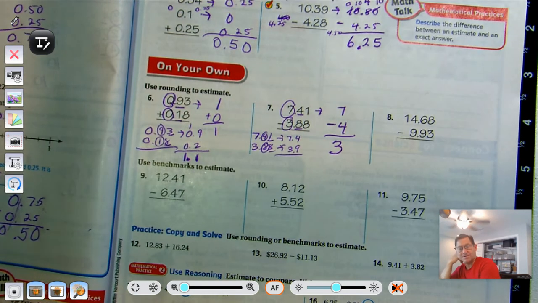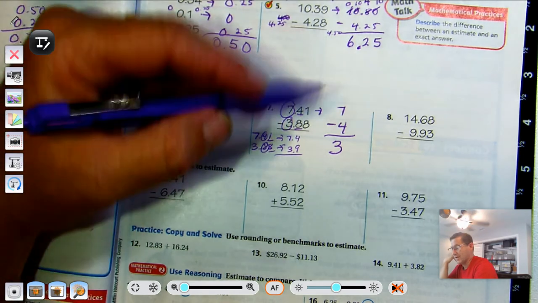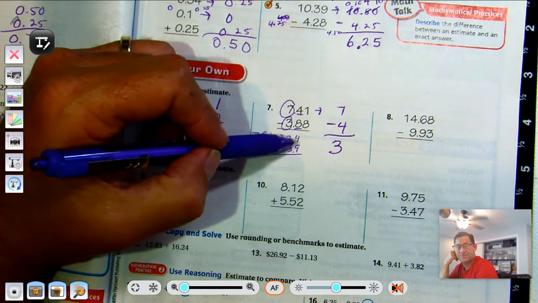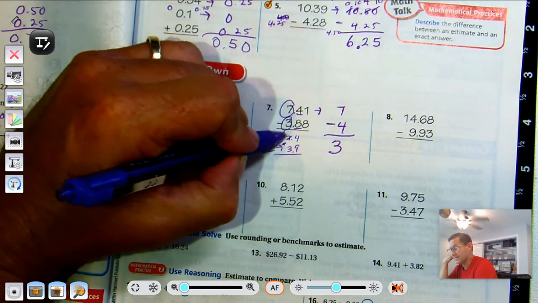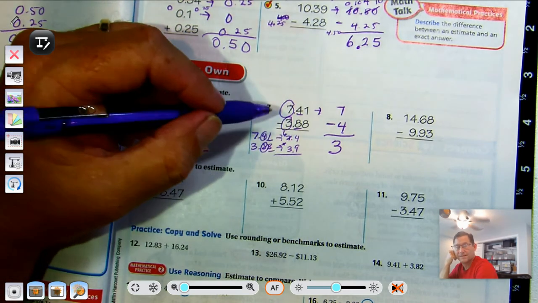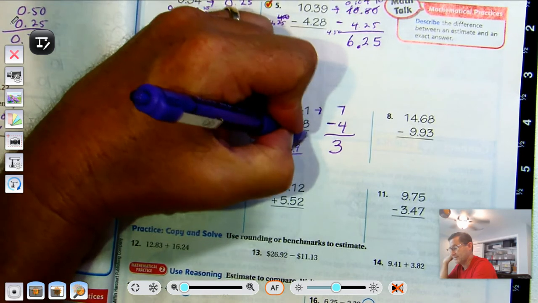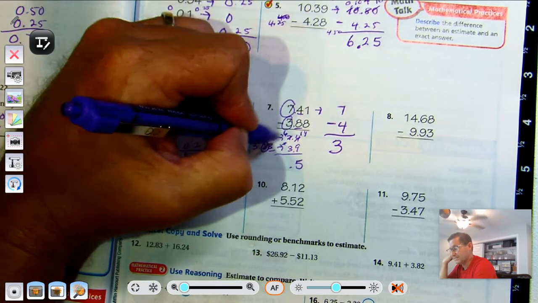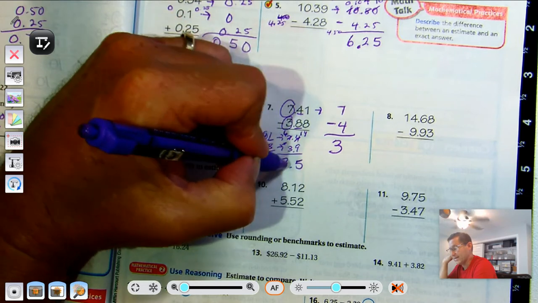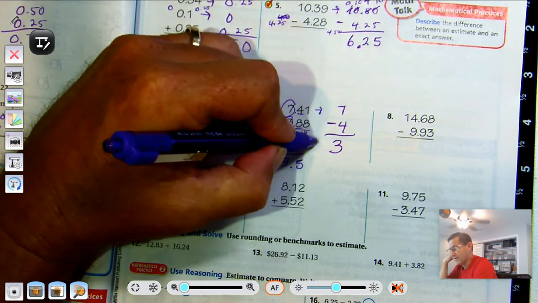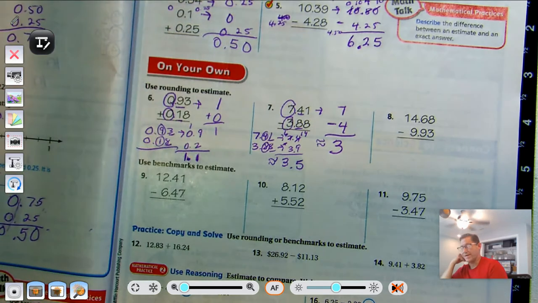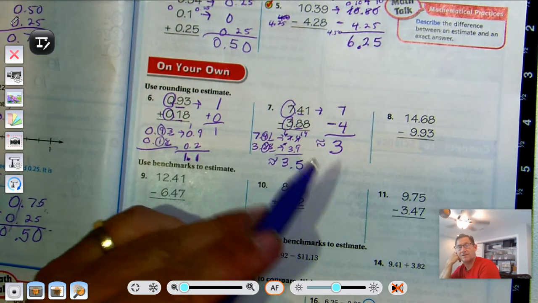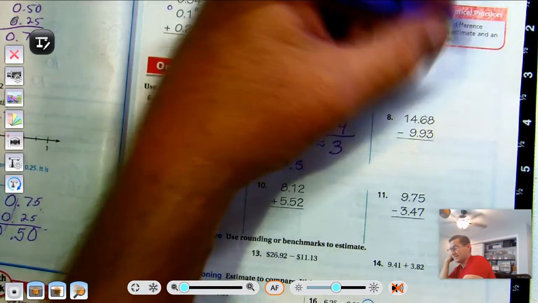If you round to the nearest tenths, you'd have 7.4 take away 3.9. You can't take 9/10ths from 4/10ths, so you take one of the ones and trade it for 10/10ths. Now 14/10ths take away 9/10ths is 5/10ths, and 6 take away 3 is 3. So we'd have about 3 or 3.5. This symbol means about. All right, number 8.